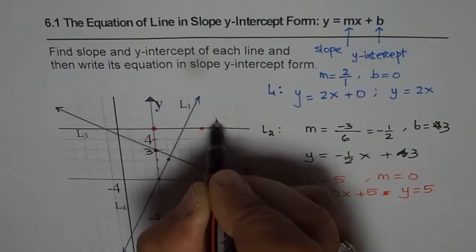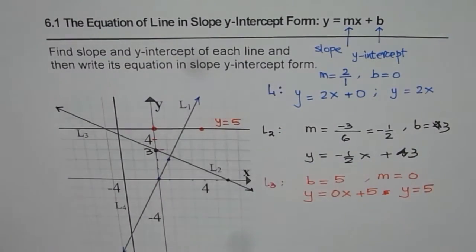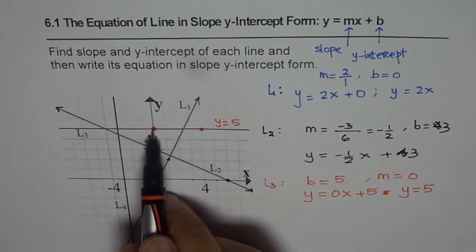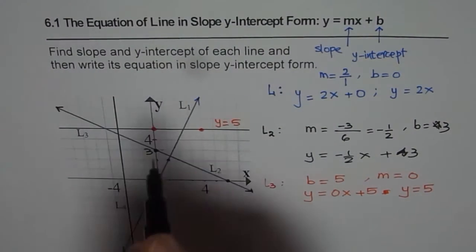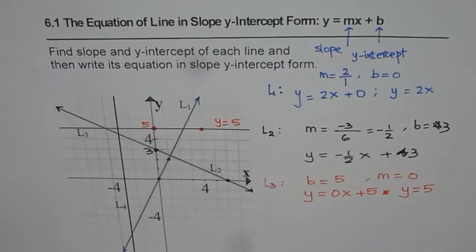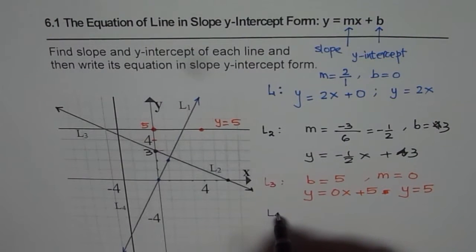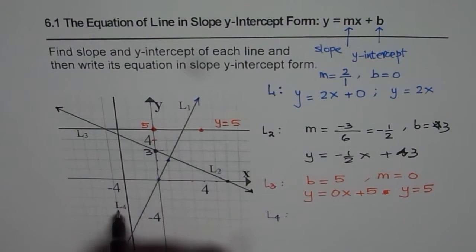So y equals 5 is your horizontal line. So always remember, a horizontal line is y equals the y-intercept. In this case, the y-intercept is 5. Now let's write down the equation for the fourth line, which is this line.